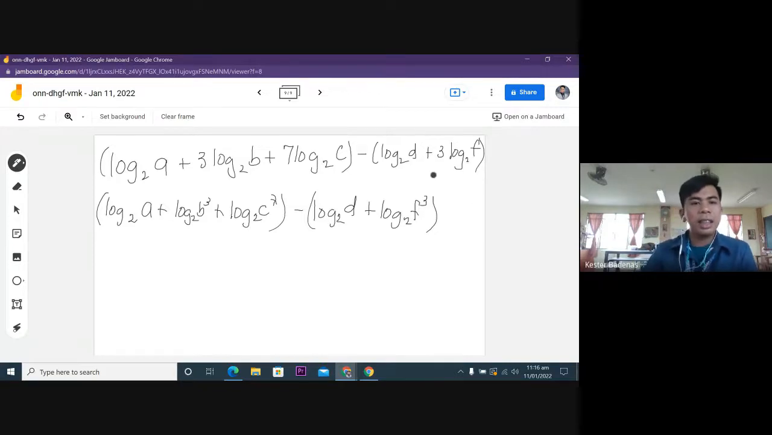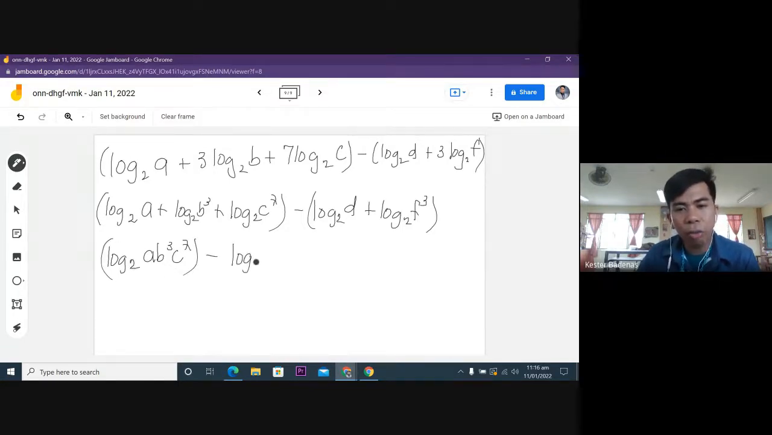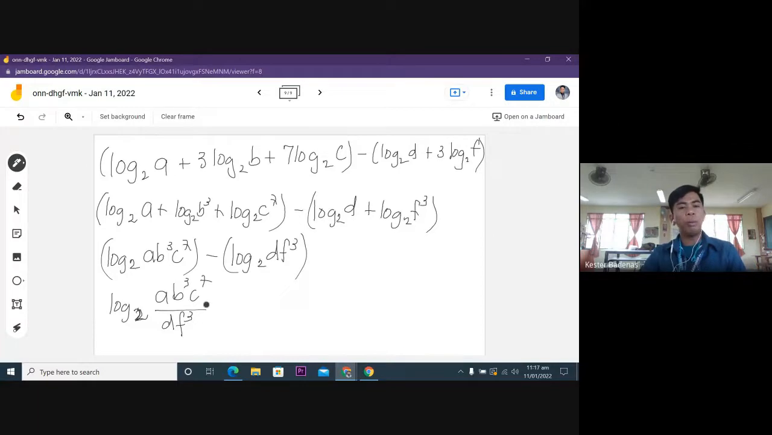And then next is product. Okay? So magiging logarithm of a b cubed c raised to 7 with the base 2 minus logarithm of d f cubed with the base 2. And then quotient. So logarithm of a b cubed c raised to 7 all over d f cubed with the base 2. So ito po yung condensed form nung pagkahaba-haba na nasa taas.